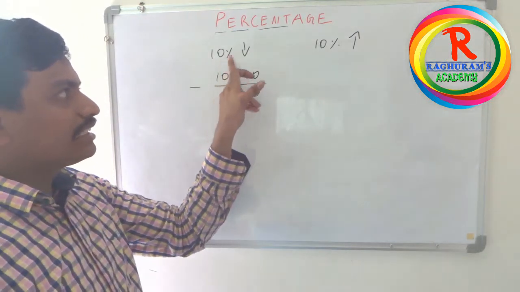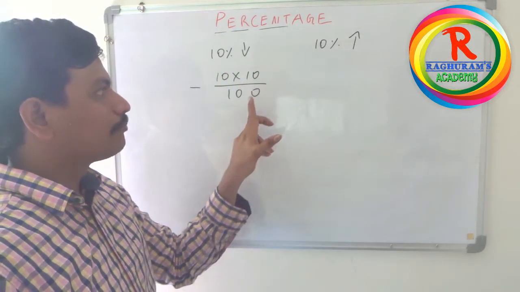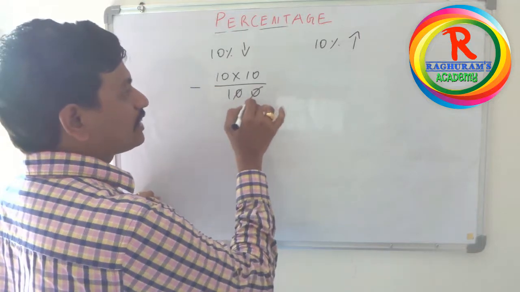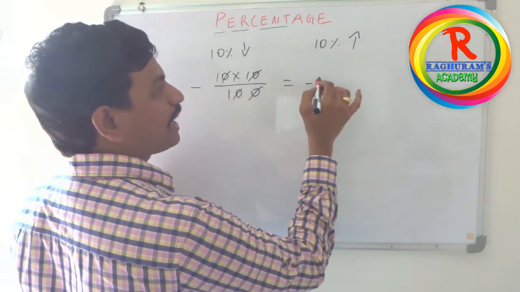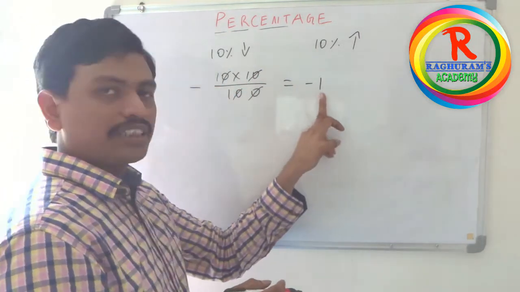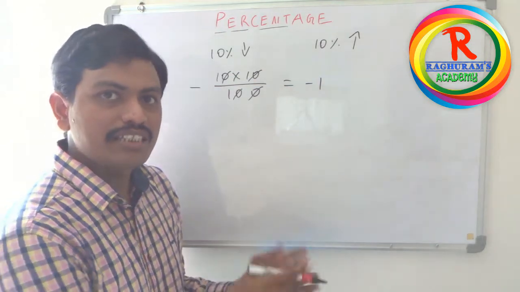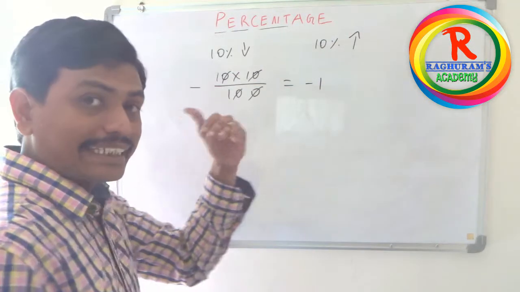So 10% decrease and 10% increase: the product is 10 into 10 by 100. So the zeros cancel and we get just minus 1. If it is minus 1, that is a 1% decrease. That's a very simple way. In the same way, I'll take another number.